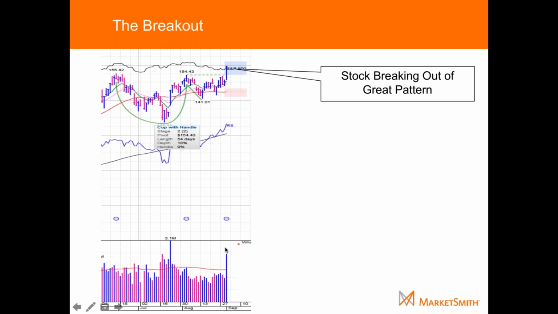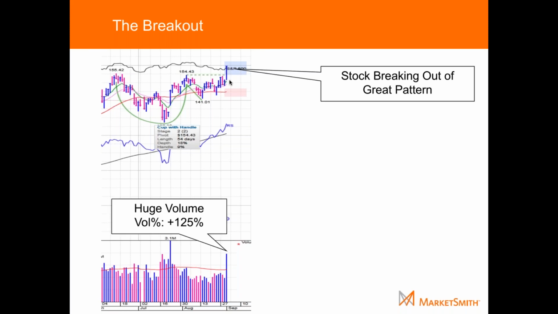And then on that breakout day, that is exactly what you want to see. Massive volume. And notice how the relative strength line is confirming, as well as the price finishes at the top of that range. So this is just picture perfect. And this stock happened to go on a massive run after this. Volume tracking 125% above average.